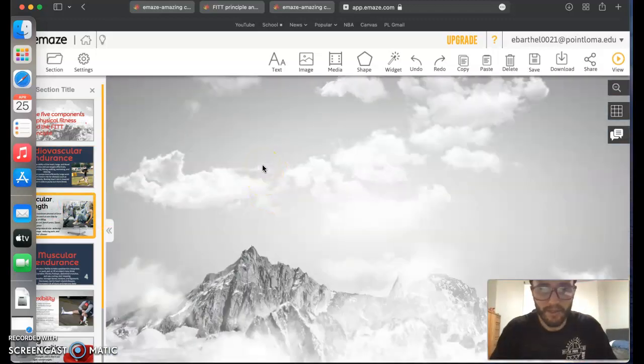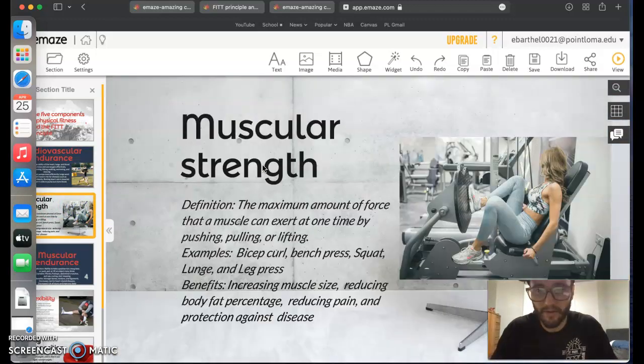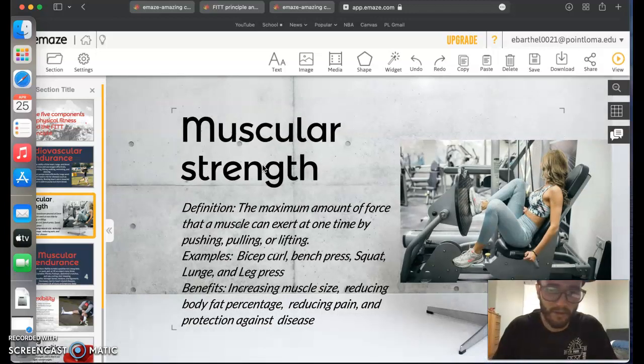So here we have muscular strength. And there's a few differences between muscular strength and muscular endurance. The definition of muscular strength would be the maximum amount of force that a muscle can exert at one time by pushing, pulling, or lifting. So being able to bench press 220 pounds would be muscular strength, compared to muscular endurance, which would be bench pressing 14 times with a lighter weight.